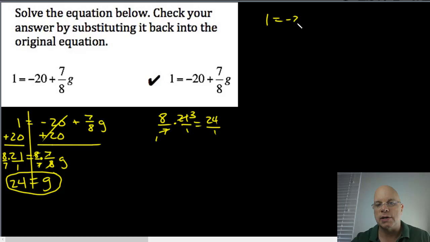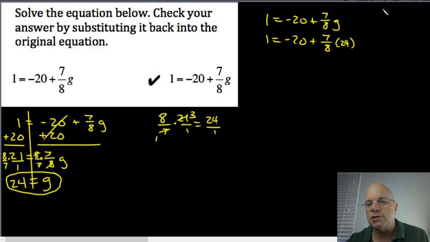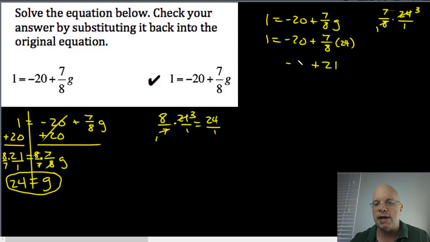1 equals negative 20 plus 7/8 g. So 1 equals negative 20 plus 7/8 multiplied by 21. Not 21, 24. I substituted 24 for g. 7/8 multiplied by 24. 8 and 24 have a common factor of 8. 24 divided by 8 is 3. 7 times 3 is 21, so I get 21 here. So I have negative 20 plus 21 equals positive 1.